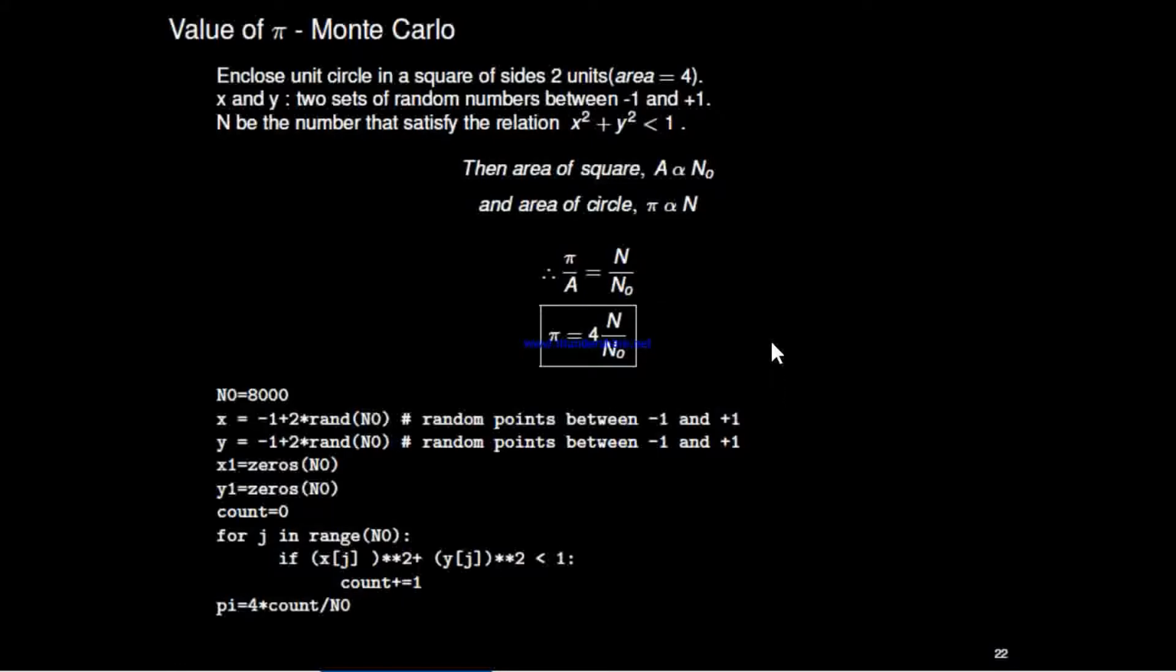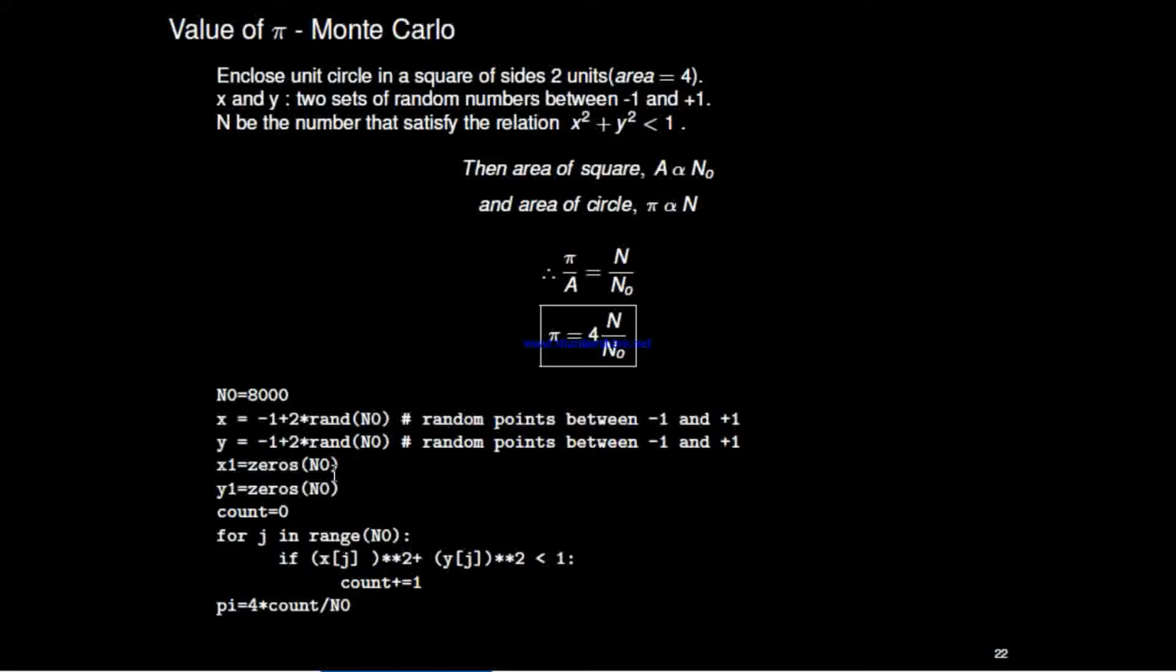I told you the random number generated by numeric Python is between 0 and 1. Suppose the random number is equal to 0, then what happens? This is equal to minus 1 plus 2 into 0, which is equal to minus 1. So the lower limit of the random number generator will become minus 1. And the maximum value generated by Python will be 1, and then that will be minus 1 plus 2 into 1, that is 1. So the upper limit will now be 1. Now you get random numbers between minus 1 and 1. And y is also like that, random numbers between minus 1 and 1. So you get two sets of random numbers.